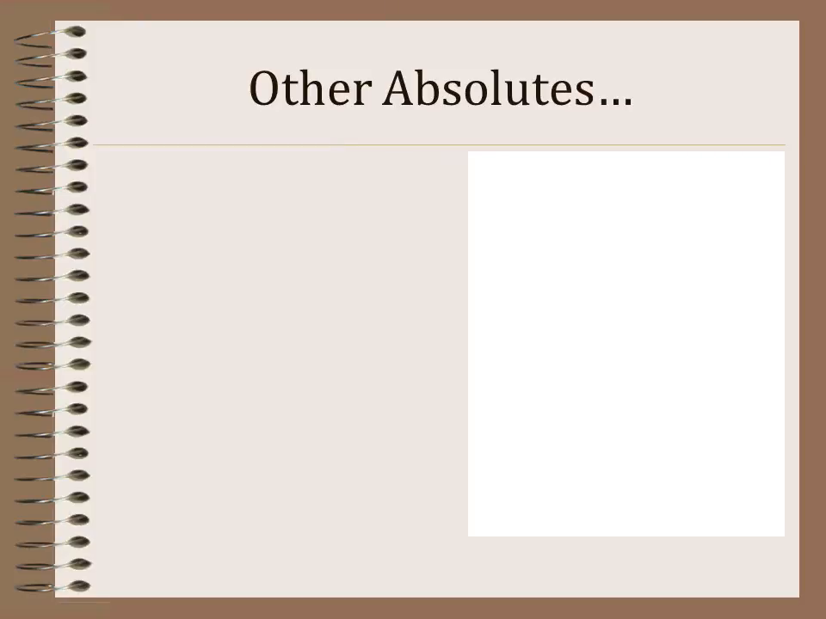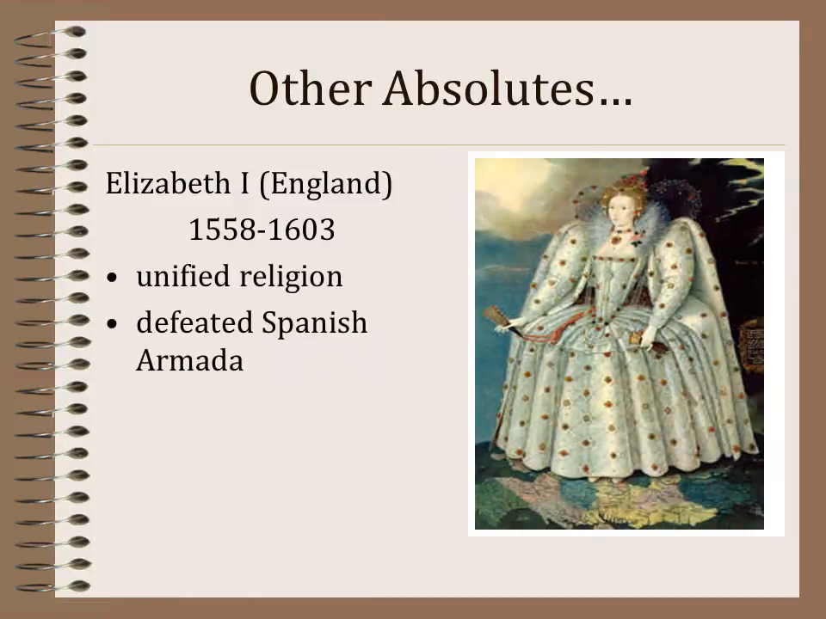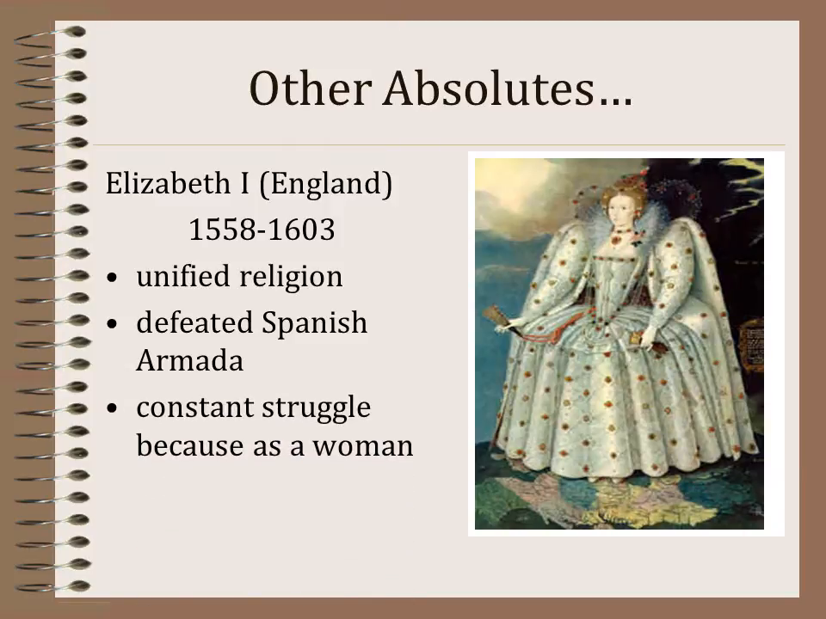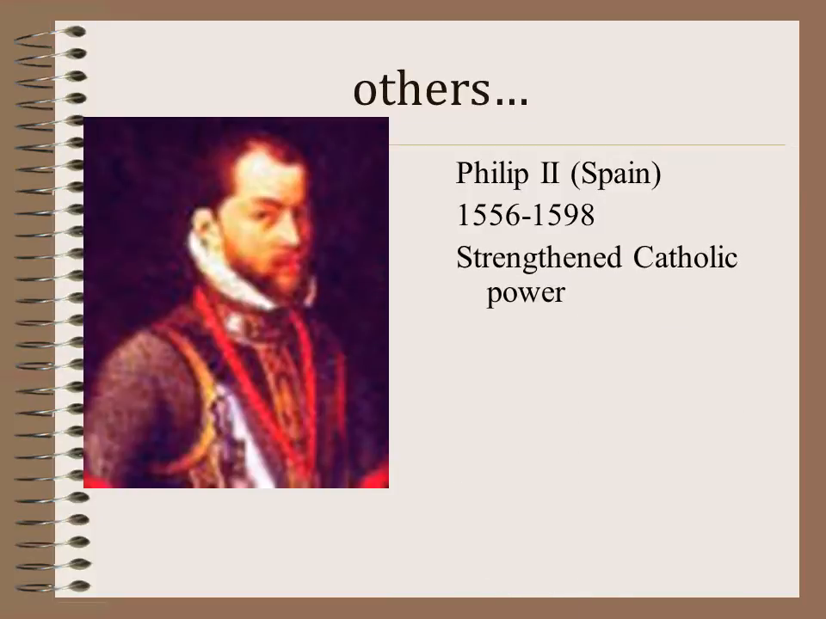Other absolutes in history. Let's take a look at a few at this time period. Elizabeth I from England was a woman, obviously, and unified the religion of the English people, was able to hold off the Spanish Armada in 1588, I believe it was, and then had some constant struggles as a woman leader at this time. Other absolutes, Philip II of Spain, who was unsuccessful in leading the Spanish Armada against England, but had the power of the Catholic Church, which the English were not Catholics, so there were some battles there.